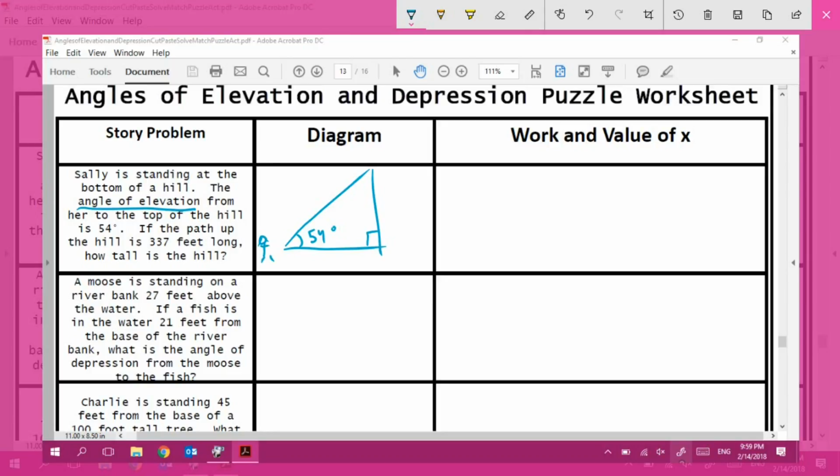If the path up the hill is 337 feet, which side am I labeling as 337 feet? That's going to be this side right here, 337 feet, because the hill is something like that. Alrighty? And they want to know how tall is the hill. Which side of my triangle represents the height? How tall something is. That's over here on the right side.